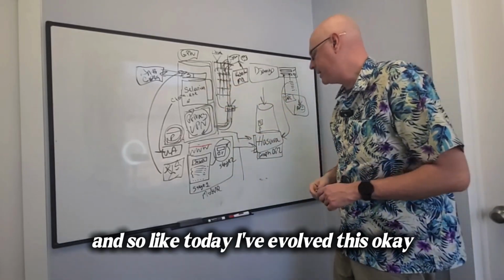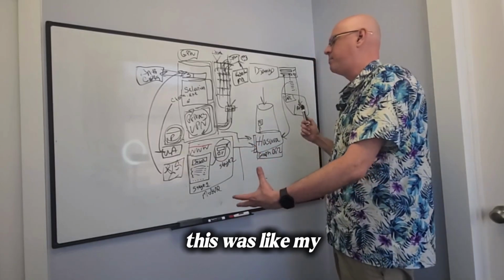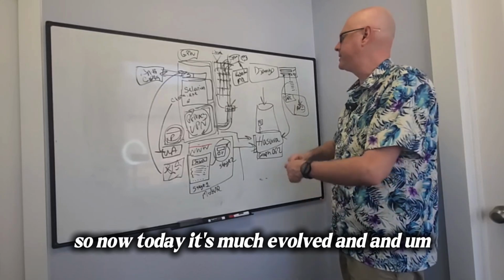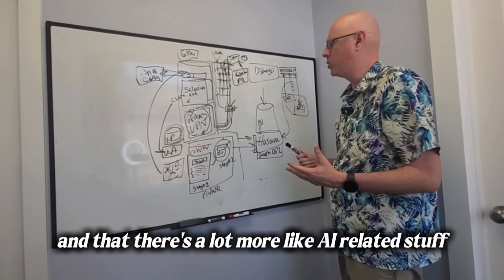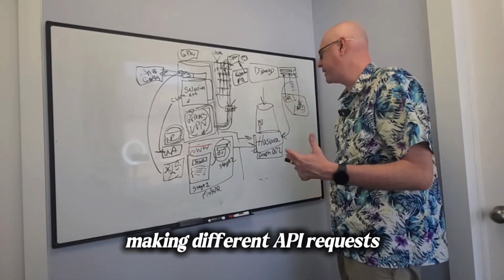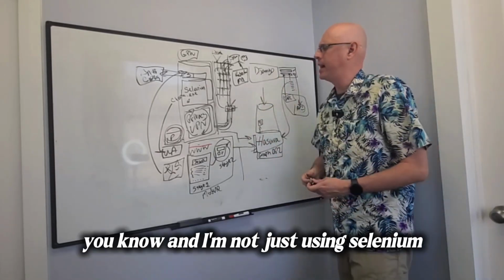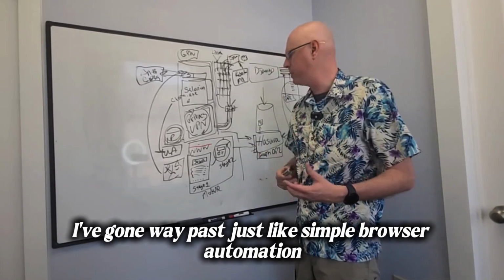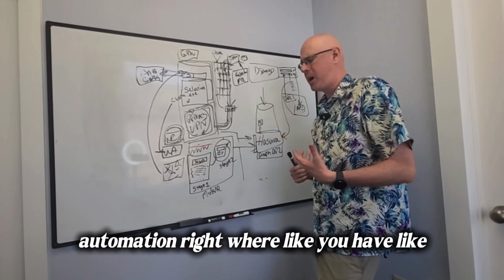And so today I've evolved this. This was the first generation version. Now it's much evolved, in that there's a lot more AI-related stuff. I'm utilizing local AI-driven models, making different API requests to those, and I'm not just using Selenium. I've gone way past simple browser automation. This is how I'm able to do things like legacy application automation, right?